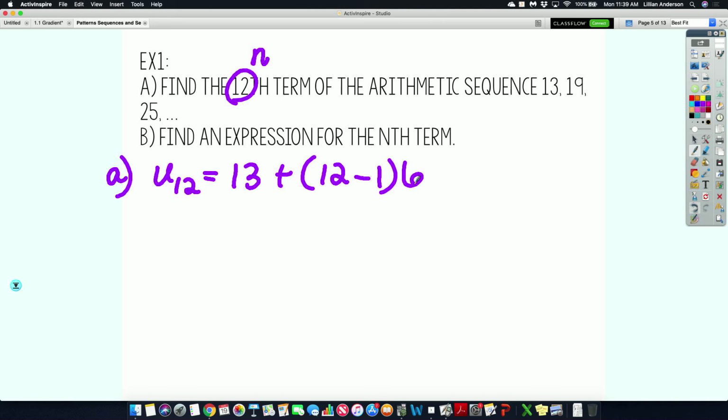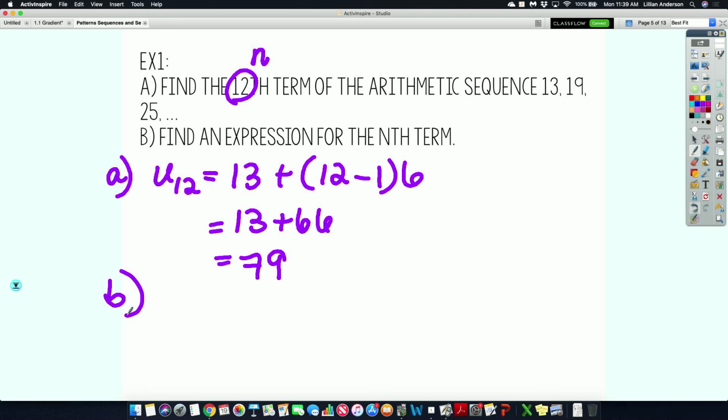Now, there's no need for a calculator on this one. I'll let you know which ones need a calculator. Okay? What is 12 minus 1? What's 11 times 6? So we basically have 13 plus 66, which is 79. Don't be afraid to show your work. You never know where those method points may be coming from.